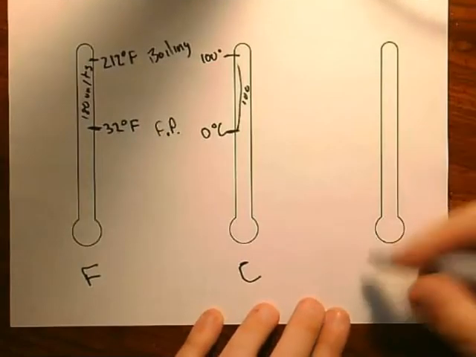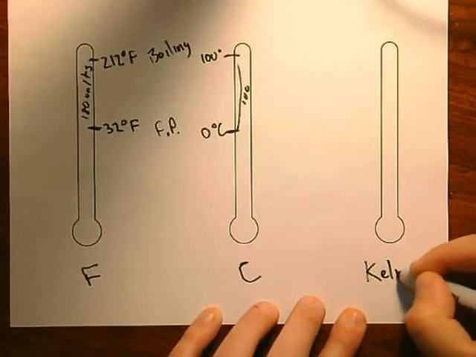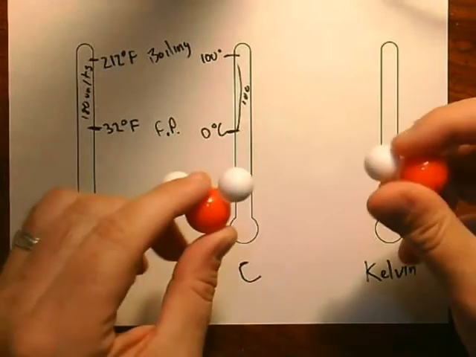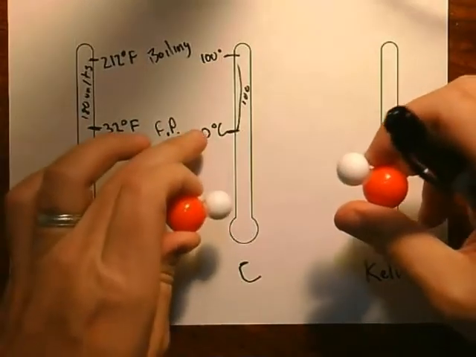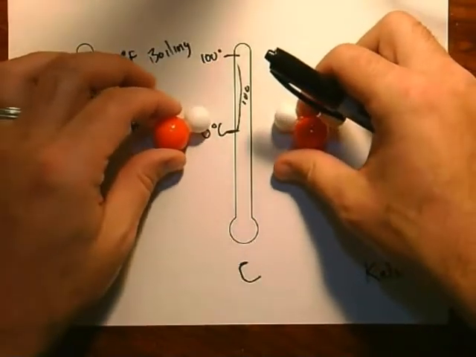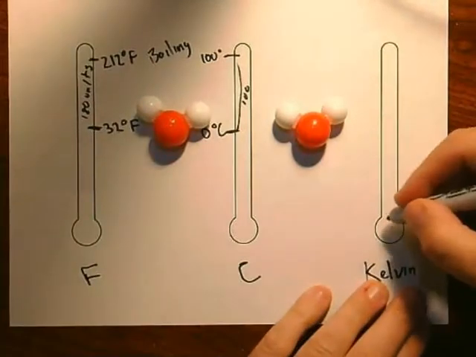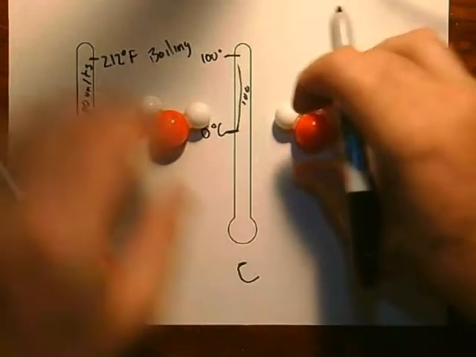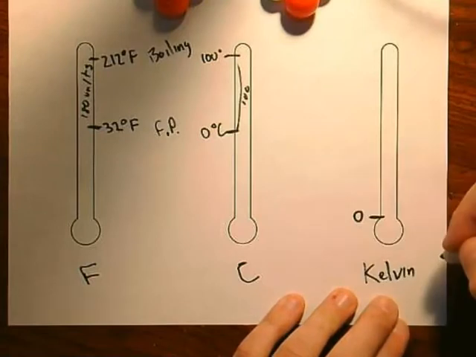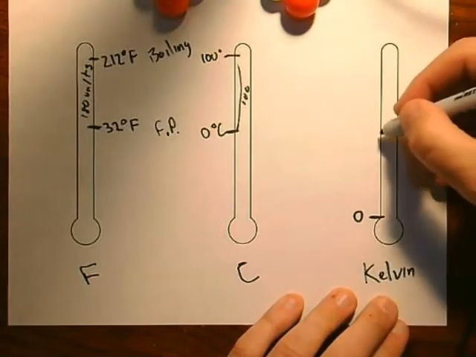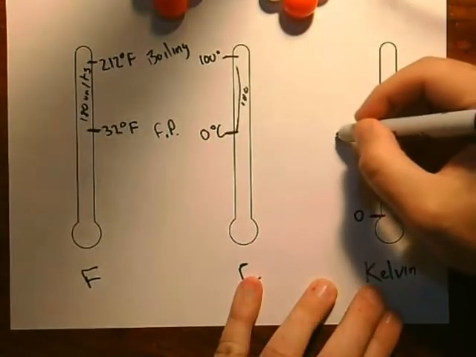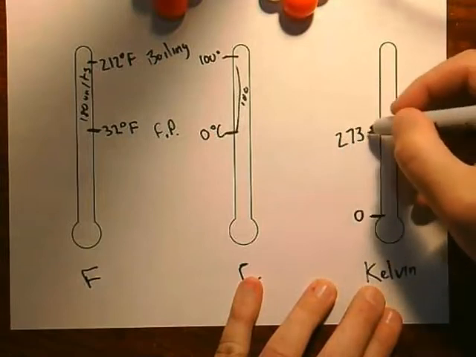Kelvin came along. There was a guy named Kelvin. So I'm going to write his name on this thermometer. And he said everybody has it wrong. He said that what we need to do is develop a scale where, instead of 0 being the freezing point of water, 0 is the point at which everything stops moving. He calls that absolute 0. So he said, let's take the lowest possible point and call that 0. And then he realized that when he did this, the freezing point of water was at 273 Kelvin.